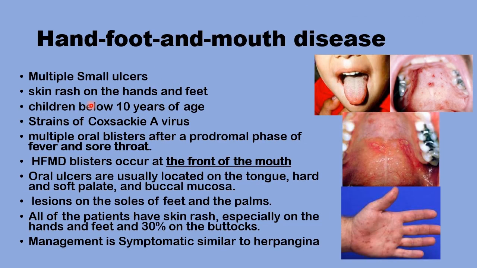The Coxsackie A virus can cause another type of stomatitis, hand, foot and mouth disease, associated with skin problems in the hands and the feet, together with vesicles in the front of the mouth rather than the back of the mouth, like in Herpangina. Here you would have vesicles followed by ulcers in the palate or sometimes also in the tongue. The ulcers are again self-limiting and the management is supportive with pain control and good hydration and mouth hygiene.